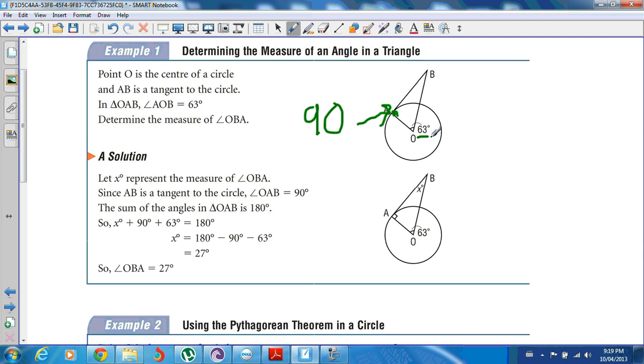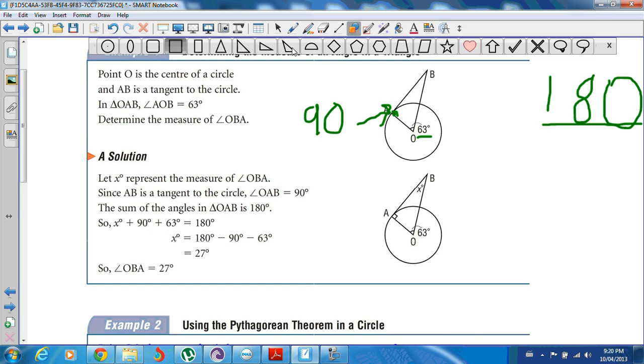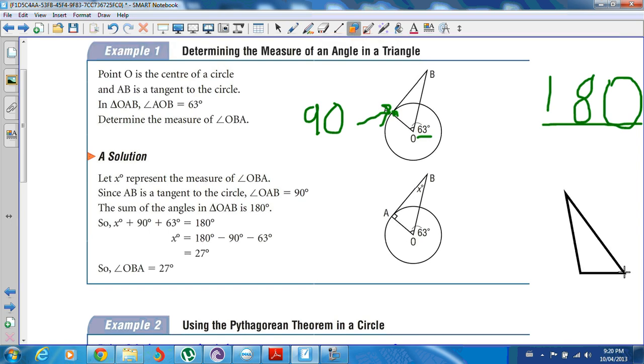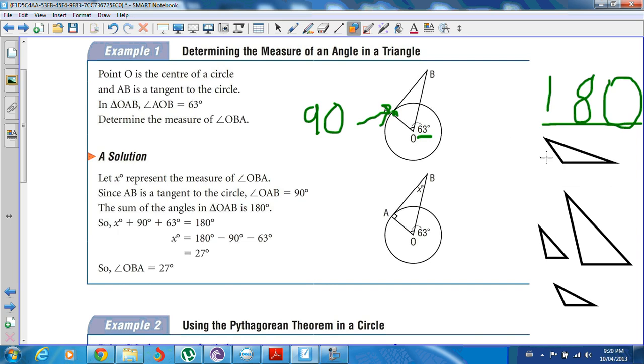This is 63. And remember, in any triangle, all three angles added together must be 180 degrees. Okay, that's for any triangle. So no matter what the shape of the triangle is, all three angles will always equal 180, like these three angles here will equal 180. So will these three and these three. No matter what kind of a triangle I make, all three of them together will always equal 180 degrees.